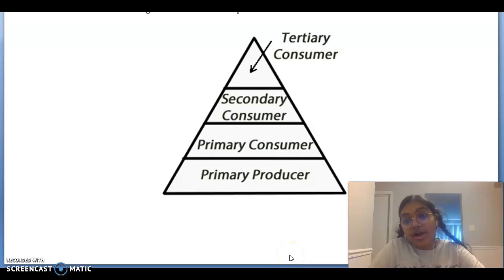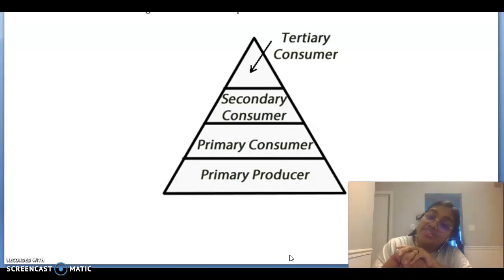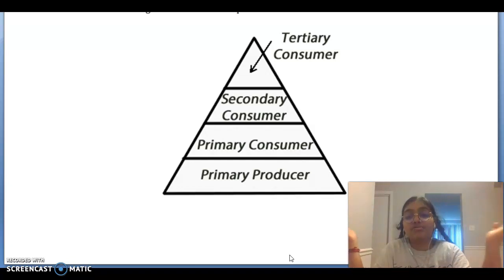Hey guys, welcome. Today we are talking about energy flow and how energy interacts with different organisms within our ecosystem, starting from plants who produce their own food to consumers who actually rely on different animals or plants to survive.